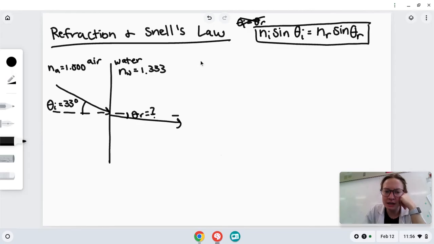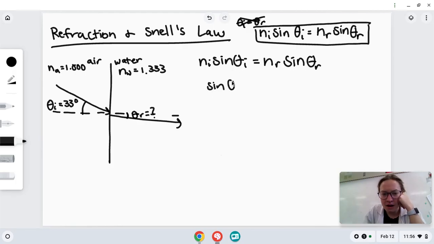Let's start using Snell's law here. We're going to start by rewriting our original equation. And then we'll rearrange our equation to solve for what we're looking for. In this case, we're looking for theta r. So I'm going to rearrange this equation to find theta r. What I'm going to do is divide both sides by nr. So I get sine of my angle of refraction is equal to my first index of refraction times sine of theta i divided by my second index of refraction.